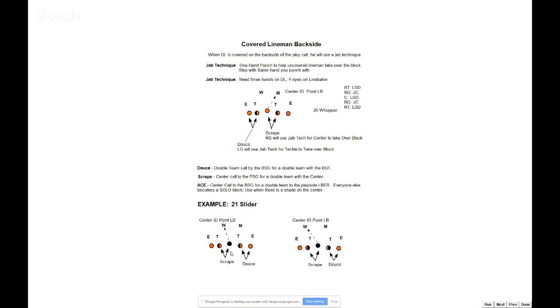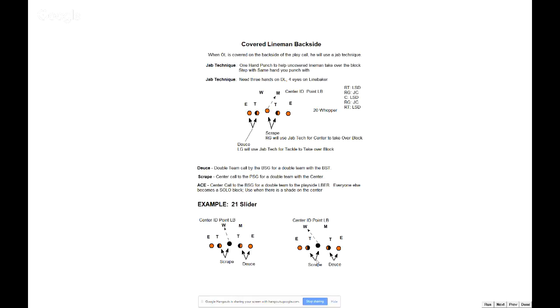Now we're working to the left. Our center identifies, hey, 51, 51's the mic. He's covered on his play side, so we will lateral step drive, lateral step climb. We got our deuce call here, lateral step drive, and lateral step climb, read or block the end, depending on the play. And we'll go from there.